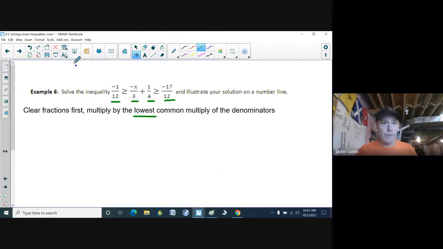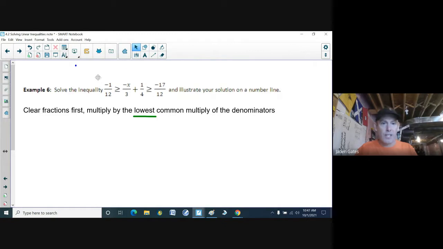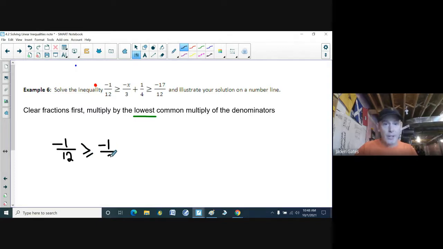I wonder if I can copy that somehow. Nope, it won't let me do it. All right, so here's what's going to happen. I'm going to multiply every term by 12. I'm going to have to write it out. Here we go. Negative 1 over 12 greater than or equal to, now this negative x, that's a negative 1x, plus 1/4 greater than or equal to negative 17 over 12.